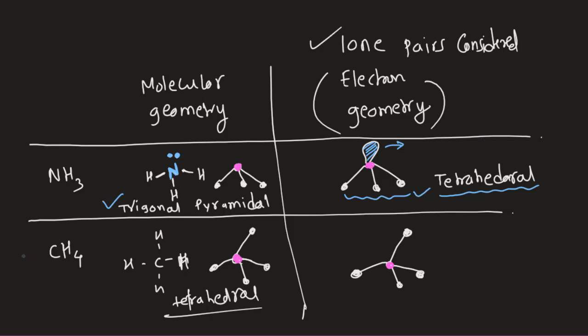But in case of CH4, molecular geometry and electron geometry are the same because there is no lone pair that exists on the carbon atom. So hydrogen atoms are connected to the carbon. Carbon is at the center, and it forms this geometry which is called tetrahedral geometry. And since there is no lone pair, molecular geometry and electron geometry are one and the same for CH4, that is tetrahedral.